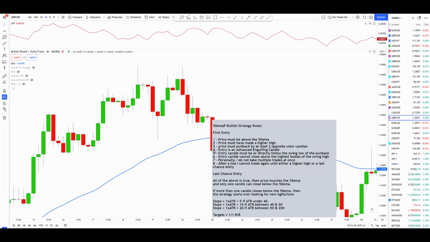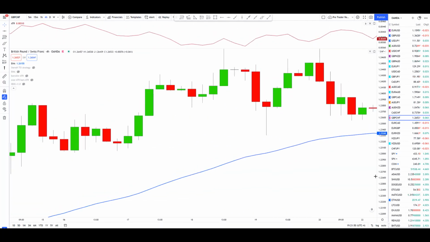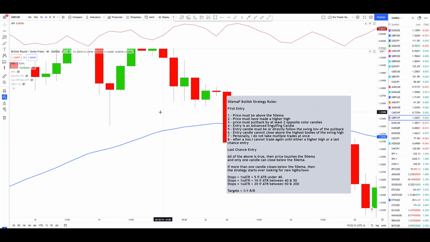Number 5 is the entry candle must be or directly follow the swing low of the pullback. Just to make this very clear, I'll go ahead and zoom in. The pullback in this case is from swing high to the lowest low of the pullback. If we consistently put a line on the lowest lows of the pullback, then this would be the lowest low of that pullback. Is this the lowest low of the pullback? And does our entry candle directly follow it? Yes, it does. So therefore, all the way through rule number 5 is met.